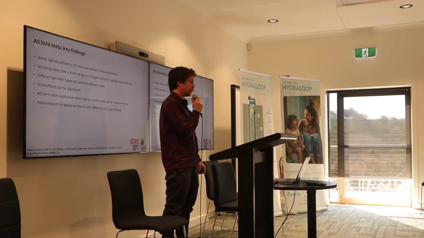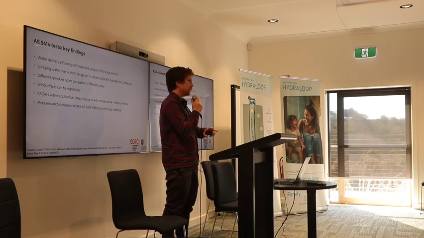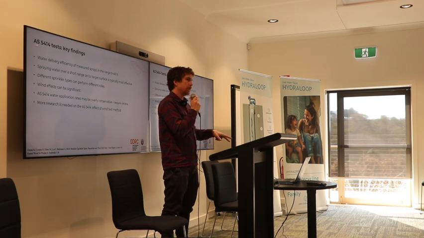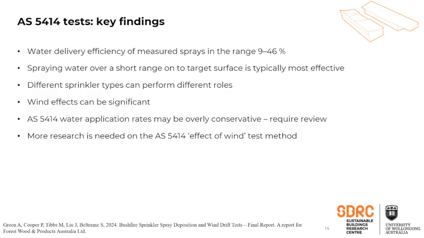Again, spraying water over a short range onto the target surface seems to be a good approach. Different sprinkler types can have different applications. So depending on what features on the building you're looking to protect, you could look at different types of sprays. It's not a one-size-fits-all. Wind effects can be really significant, and I've got some more results to show that in the next few slides.